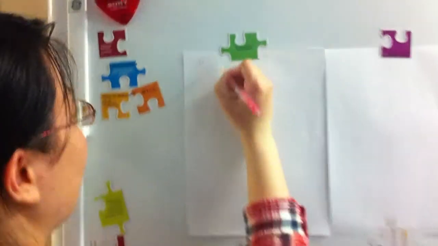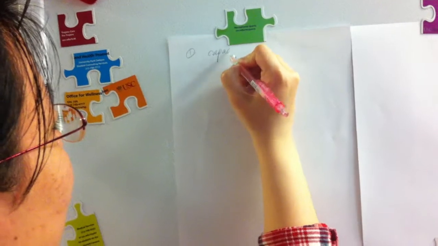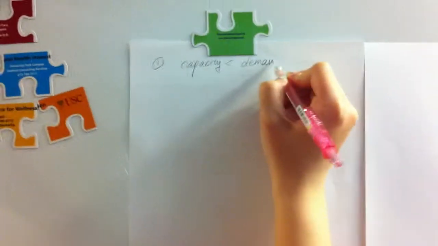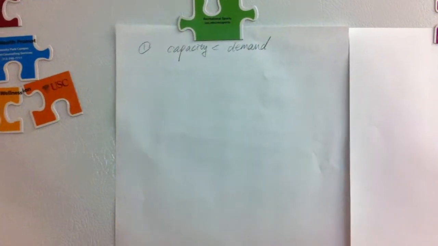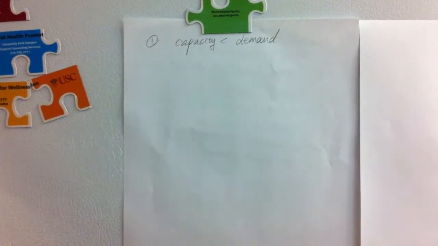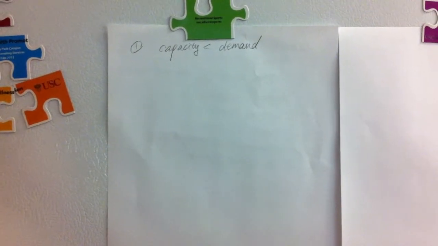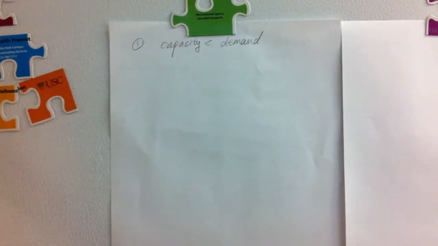So how does this line get formed? There are basically two causes. Number one is that capacity is lower than demand. This means that you have too many customers, but you don't have enough servers. You don't have enough capacity to meet their needs.